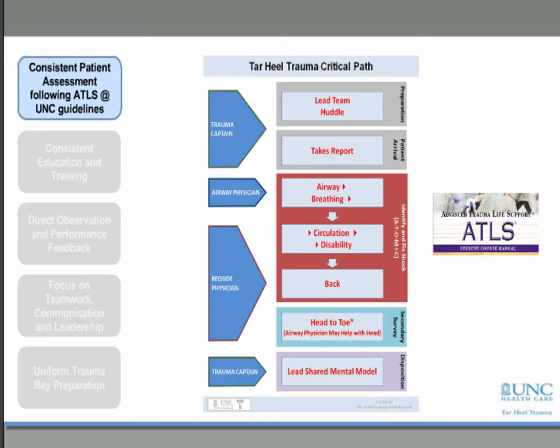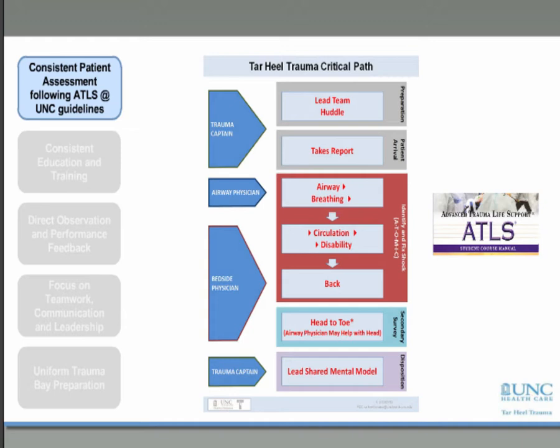But really the big part of ATLS is the ABCDE paradigm, and A stands for airway, B stands for breathing, C, circulation, D, disability, and E for exposure. And really the big part of ATLS is that primary survey where we're finding and fixing any injury that's causing shock that can kill the patient right away.